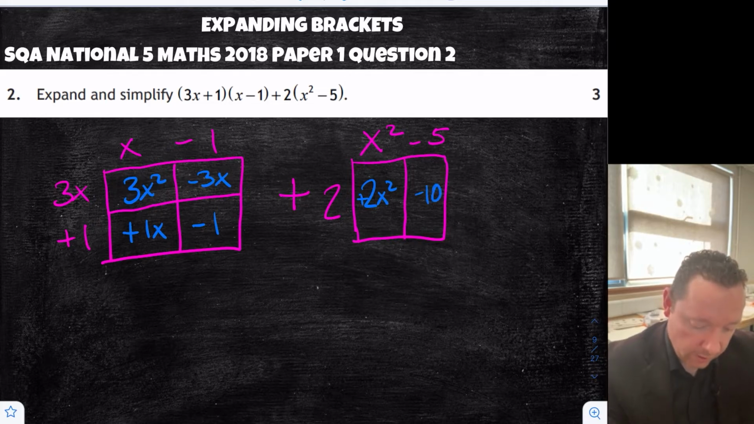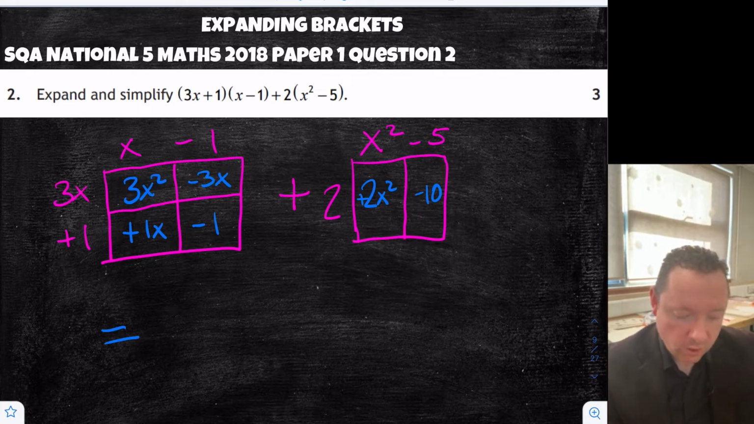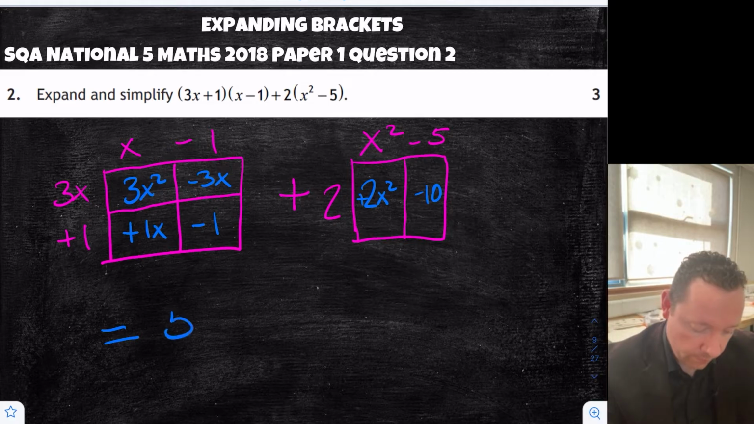And then taking our answer outside the box, collecting like terms. Looking at our x squared, we get 3x squared and 2x squared, so that's 5x squared. Looking at our x terms, being careful, we've got minus 3x plus 1x is minus 2x, nothing on this side, so it's minus 2x. And looking at our number parts, we've got minus 1, minus 10, so that gives me minus 11. And I'm done there.